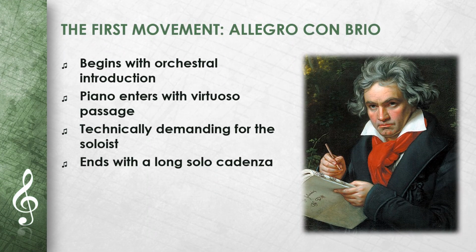The first movement begins with a long orchestral introduction. The main theme is first presented by the orchestra. Then the piano enters with a virtuoso passage. As the movement progresses, the orchestra and piano alternate. The movement contains many technically demanding passages for the soloist. Beethoven uses the full range of the piano of the time. At the end, there is a long solo cadenza by the pianist.